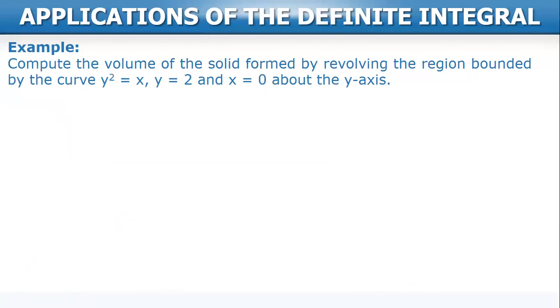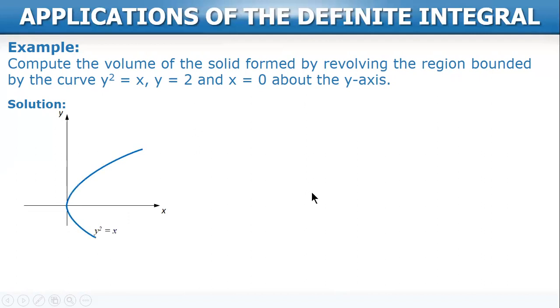Second problem. Compute the volume of the solid formed by revolving the region bounded by the curve y squared equal to x, y equal to 2, and x equal to 0 about the y-axis. So again, you sketch the graph. Y squared equal to x is a parabola opening along the x-axis, opening to the right, kay positive man. Pag negative, opening to the left. So this is opening to the right with vertex at the origin. So this is your parabola.